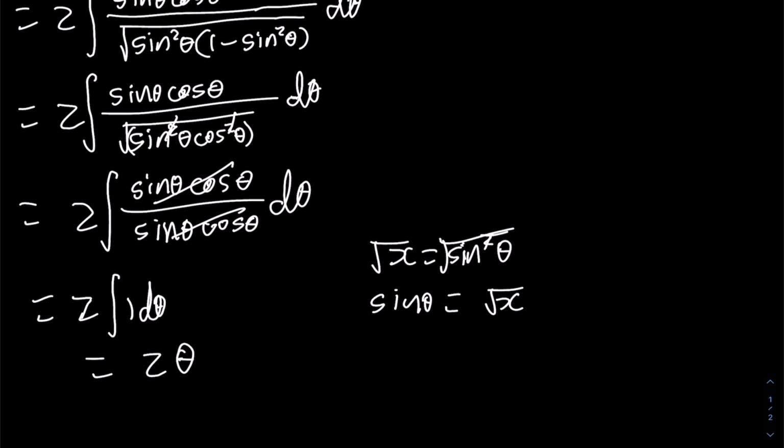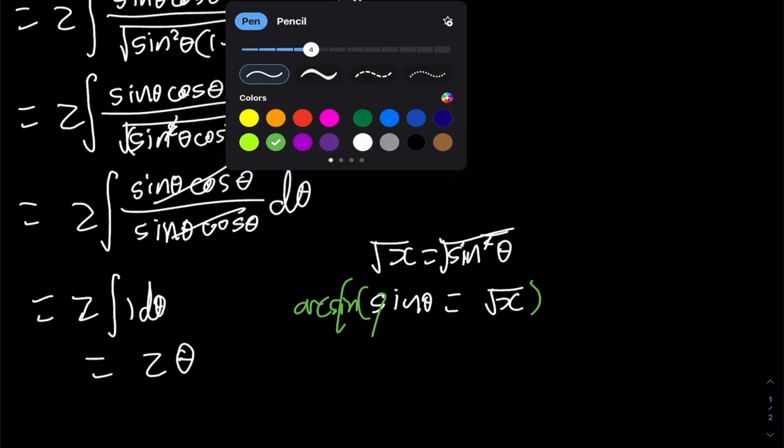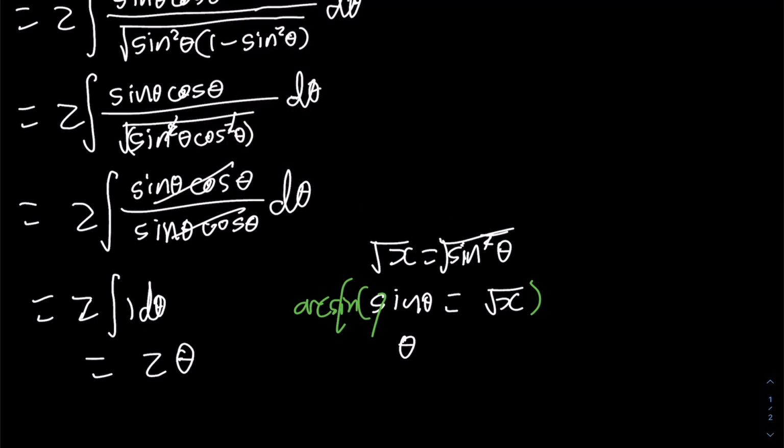So we need to solve for theta. So how do we solve for theta? Well, of course, we take the arc sine on both sides, because we know that the arc sine of the sine of theta will cancel out very nicely. And we see that theta is just equal to the arc sine of the square root of x.